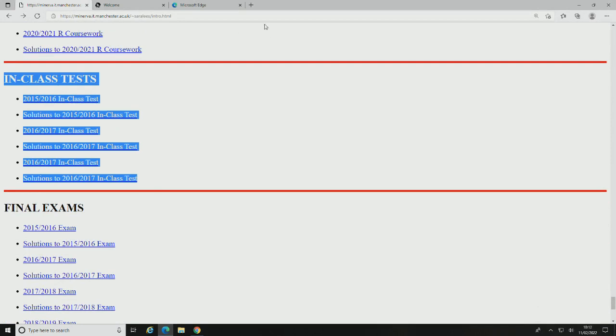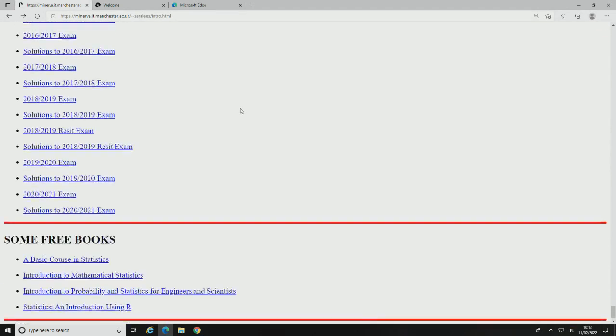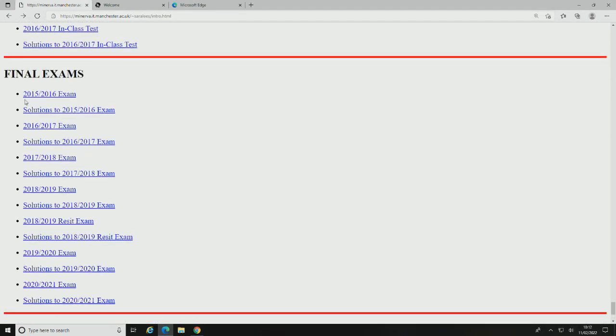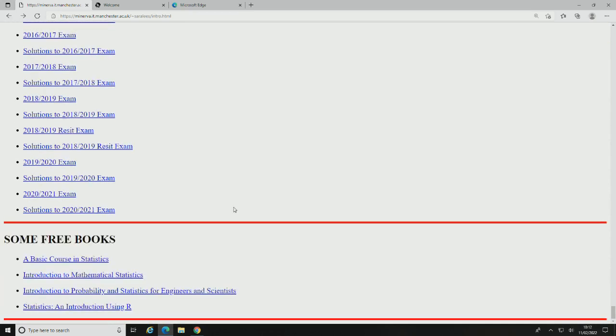Okay, and then the final exams. So these are the final exams from 2015-16 to last year, right? So you can see the kind of exams people used to sit and the solutions. You are given the full solutions for each exam paper, right? And finally, there are some books I have uploaded here. So there's no need for you to buy any book or borrow any books from the library, because these are the 4 books that are recommended for this course. The basic course in statistics.